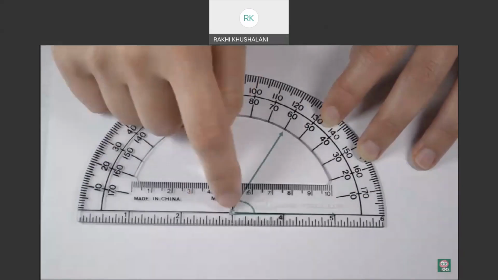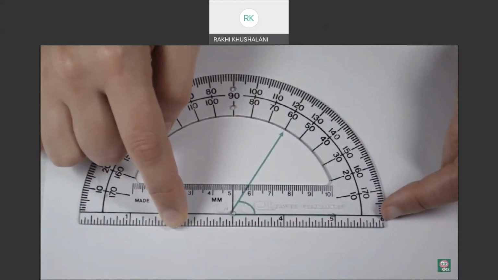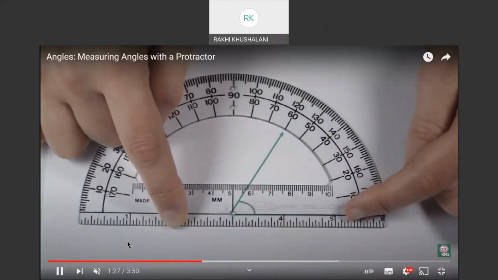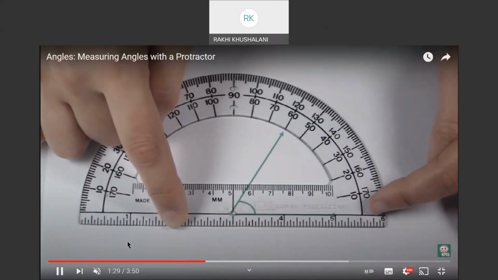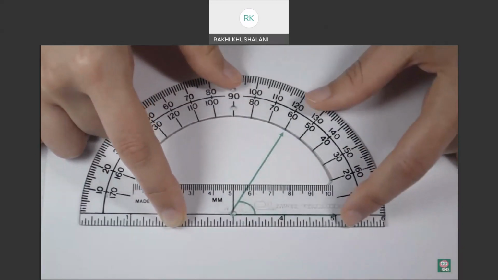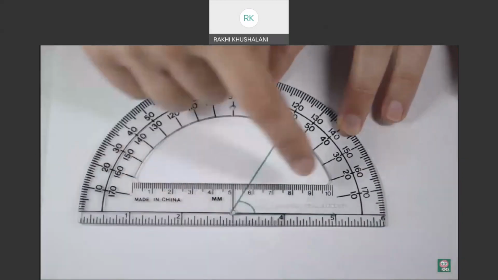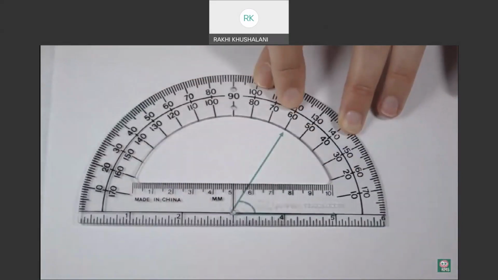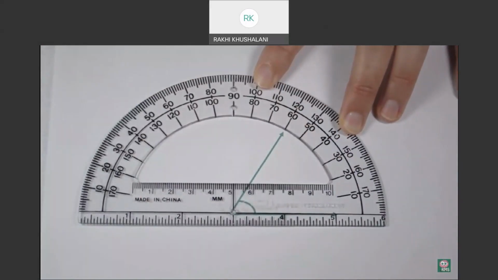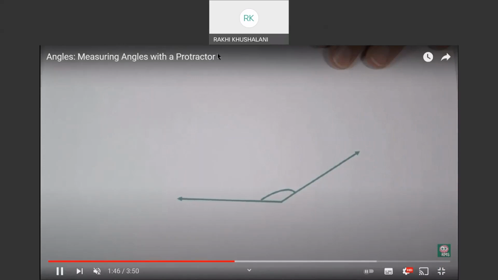Don't get confused with the outer line. You have to remember to move anti-clockwise and start your count from 0. The finger is at 0. Now see, it's at 0, then 10, 20, 30, 40, 60. When to count in reverse, we will teach you in 5th and 6th standard. Okay, let's show it now.